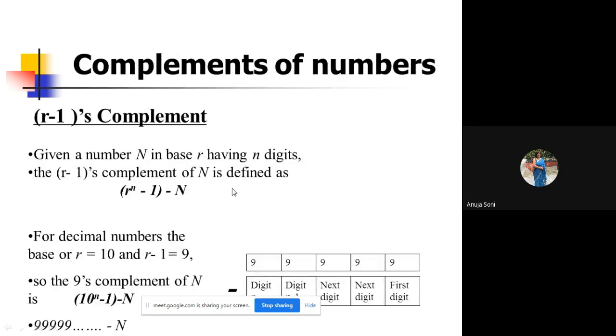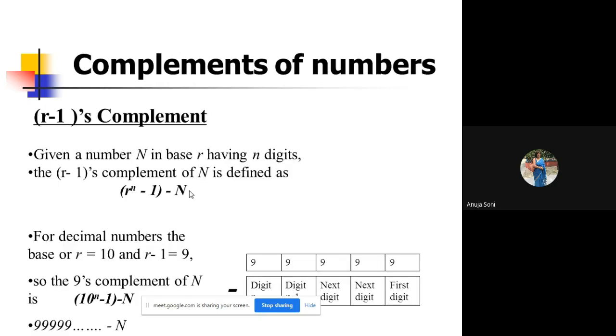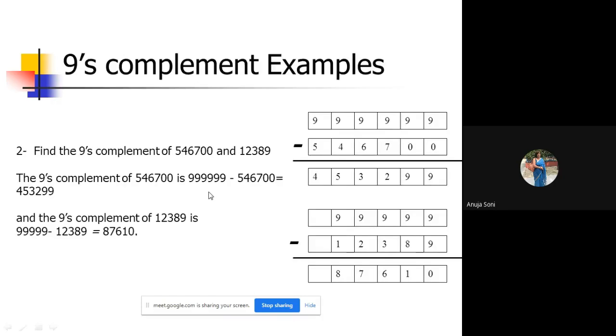Earlier we started with r raised to n minus 1 minus N. Whenever you are asked to find the 9's complement or 10's complement, you have to give this formula in the exam. But whenever you are asked to perform the subtraction of two numbers, for a negative number you will need the complemented value, and for taking the complemented value you need not apply this formula every time. Rather, directly use this shortcut method to find the 9's complement without wasting any time.